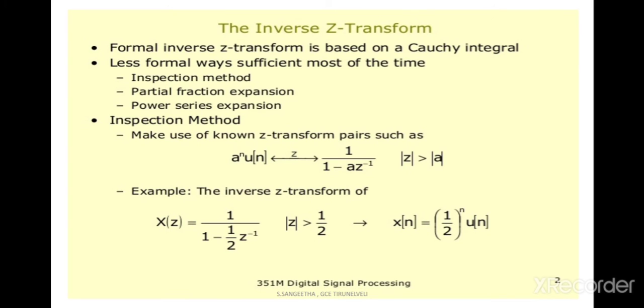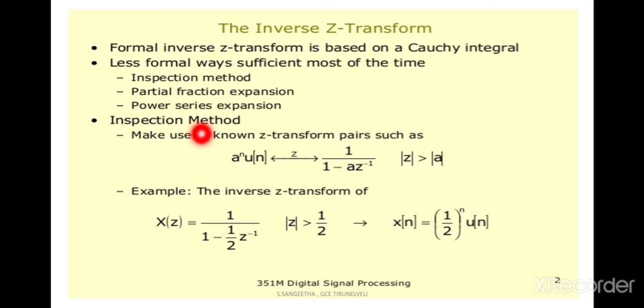So next we are going into the topic inverse z transform. Normally the inverse z transform is based on the Cauchy integral. The inverse z transform can be obtained by these methods. The first method will be the inspection method, the second method will be the partial fraction method, and the third method will be the power series method. Let us discuss these methods in detail.